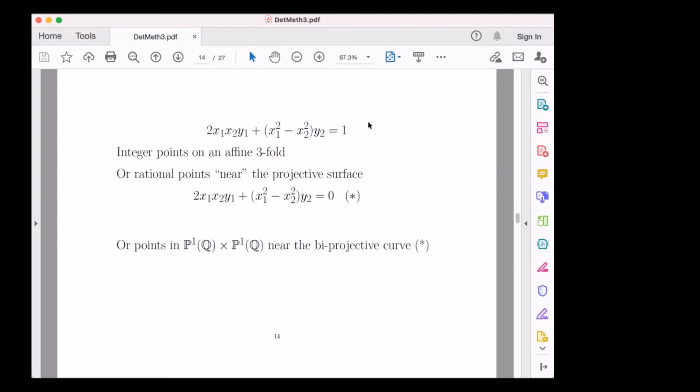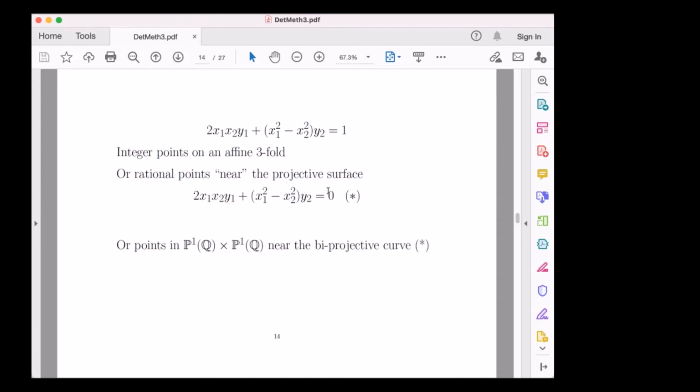Although I've mentioned affine varieties before, most of the results I've explained to you have been about projective varieties and have been about curves and surfaces in particular. So this sounds a little bit complicated. However, one thing one can do, and an important point of view for the approximate determinant method, is to ignore the fact that this is equal to 1, and just say that this is small. So we're looking at points near the surface where this quantity is equal to 0. And of course, this is a projective surface now.